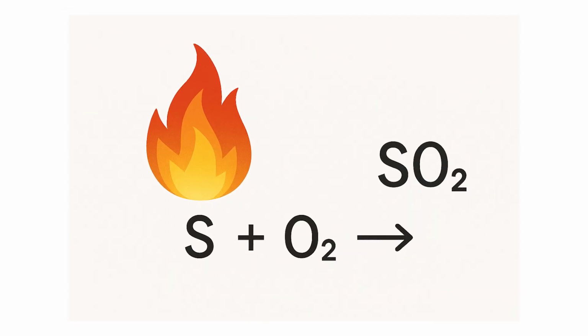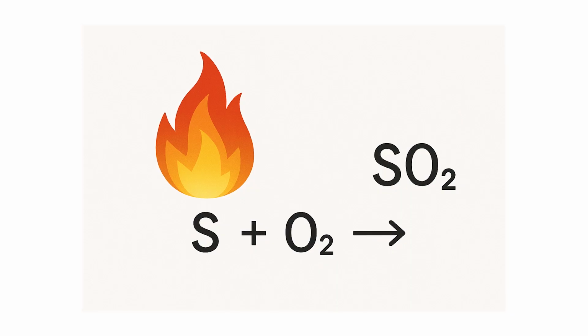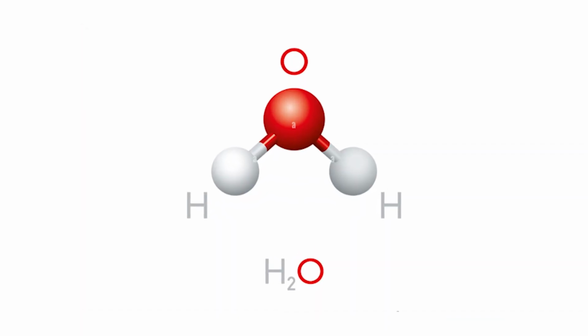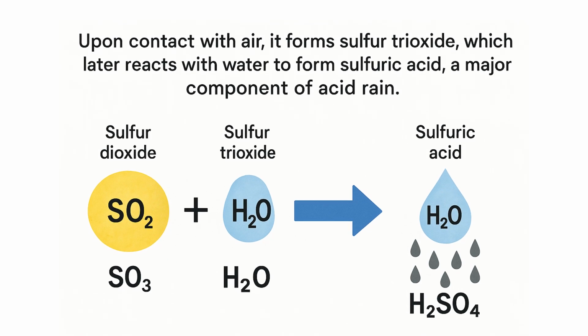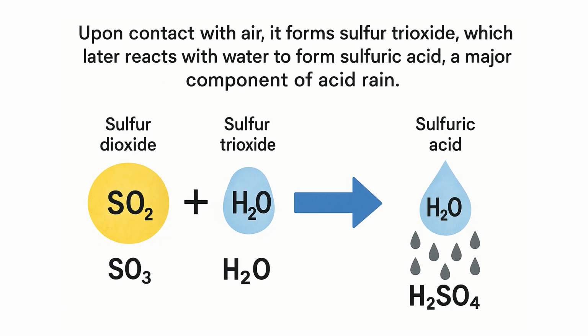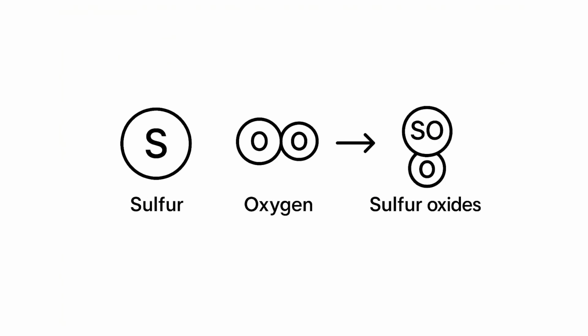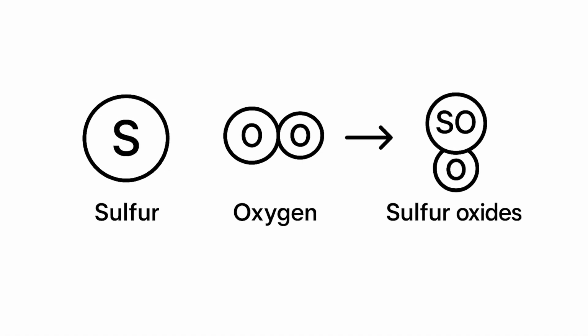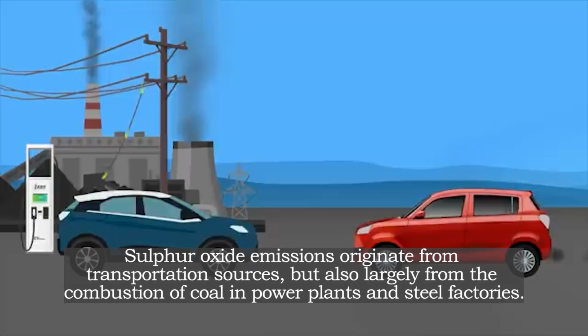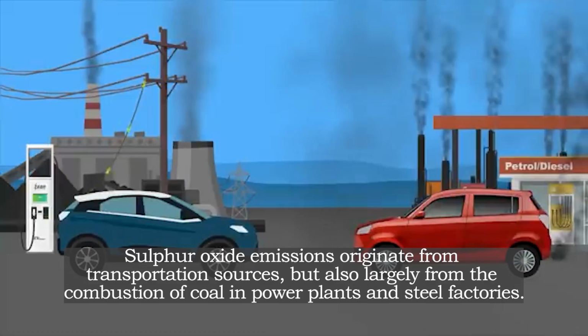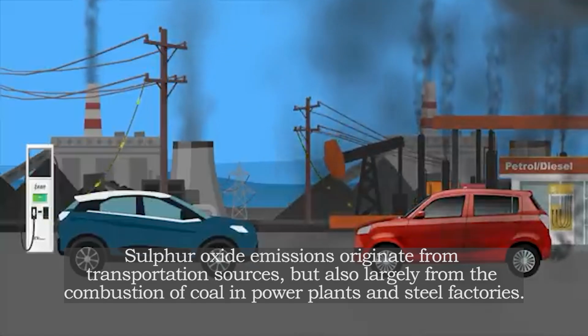Upon contact with air, it forms sulfur trioxide, which later reacts with water to form sulfuric acid, a major component of acid rain. It should be noted that sulfur oxide emissions originate from transportation sources, but also largely from the combustion of coal in power plants and steel factories.